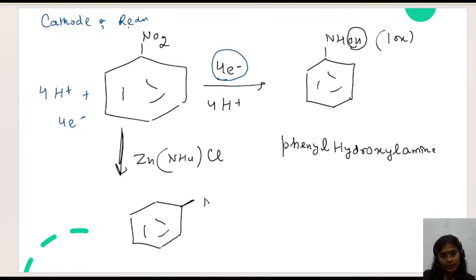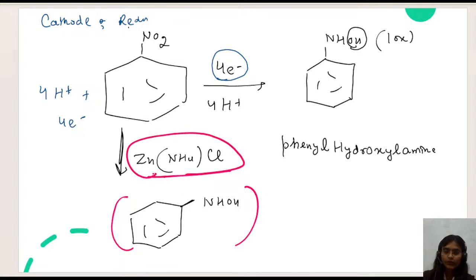So in this case, it becomes the same thing like this and this. If you're using Zn ammonium chloride, NH4Cl there, the reaction stops till here only. Point number one, I'm repeating one more time: if you are using Zn ammonium chloride, what is happening? This is the final product, phenyl hydroxylamine.